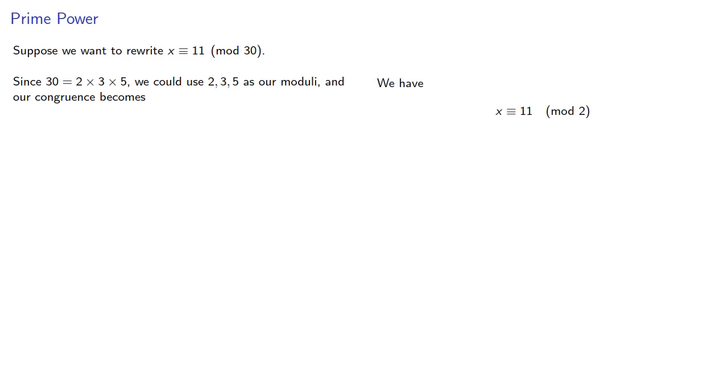Suppose we want to rewrite x congruent to 11 mod 30. Since 30 is 2 times 3 times 5, we could use 2, 3, and 5 as our moduli. And so we have x congruent to 11 mod 2, which reduces to 1 mod 2, and x congruent to 11 mod 3, which reduces to 2 mod 3, and x is congruent to 11 mod 5, which reduces to 1 mod 5.